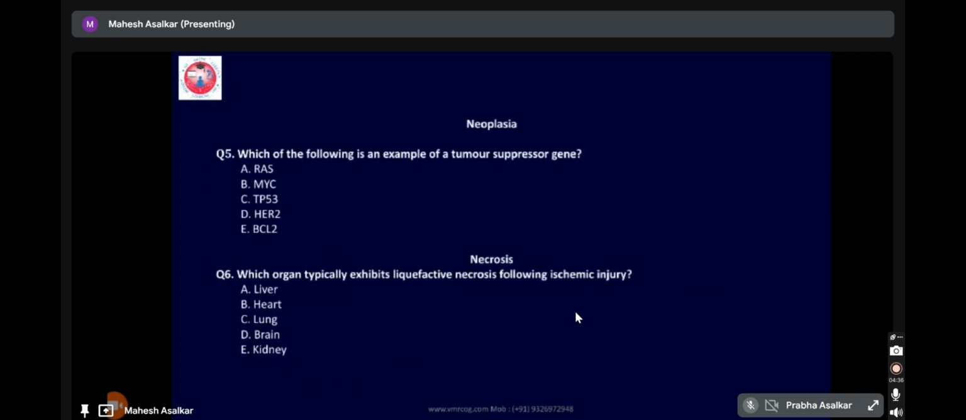Which of the following is an example of a tumor suppressor gene? Option A, RAS. Option B, MYC. Option C, TP53. Option D, HER2. Option E, BCL2. Sir, option A, RAS. No, no, C, TP53. Yes, option C.